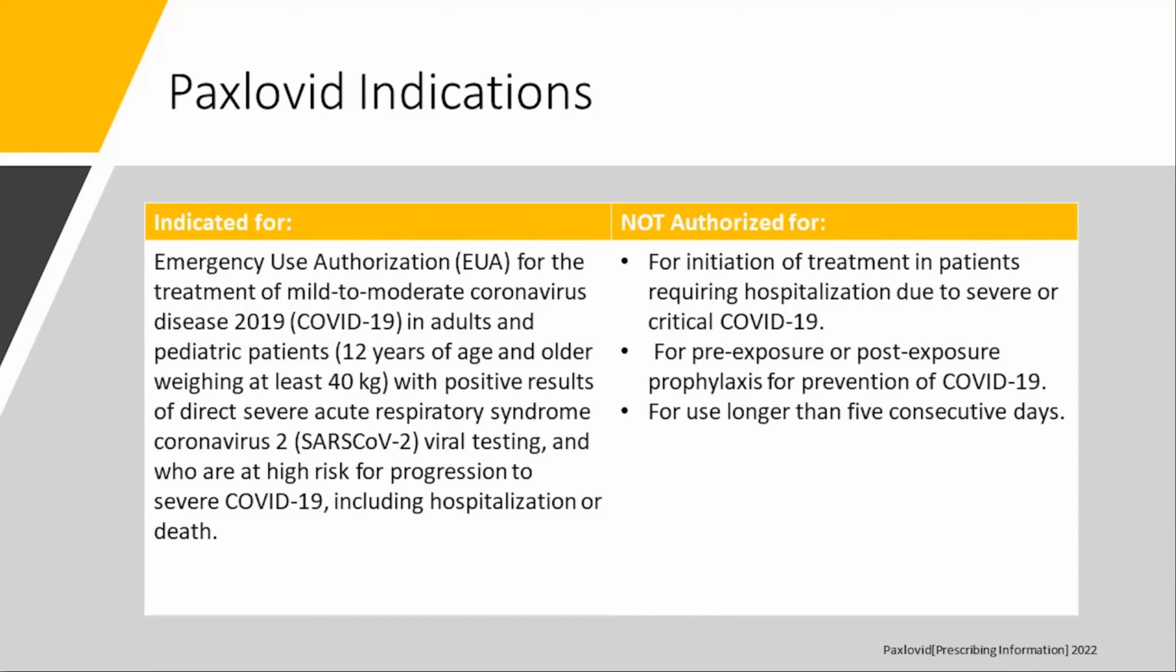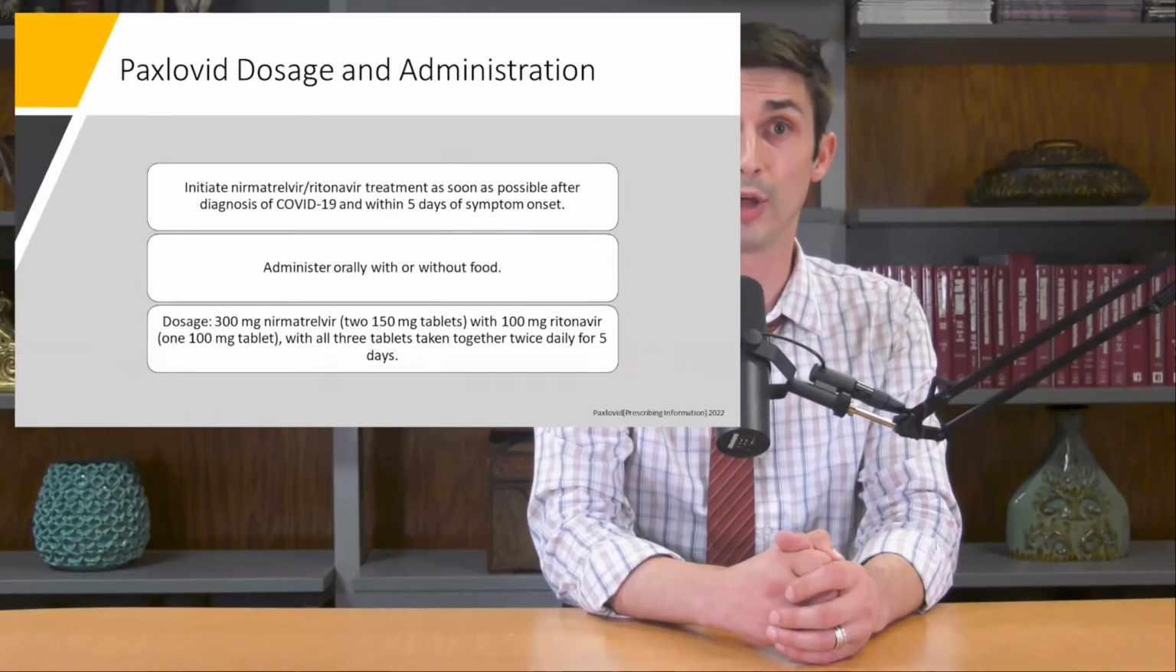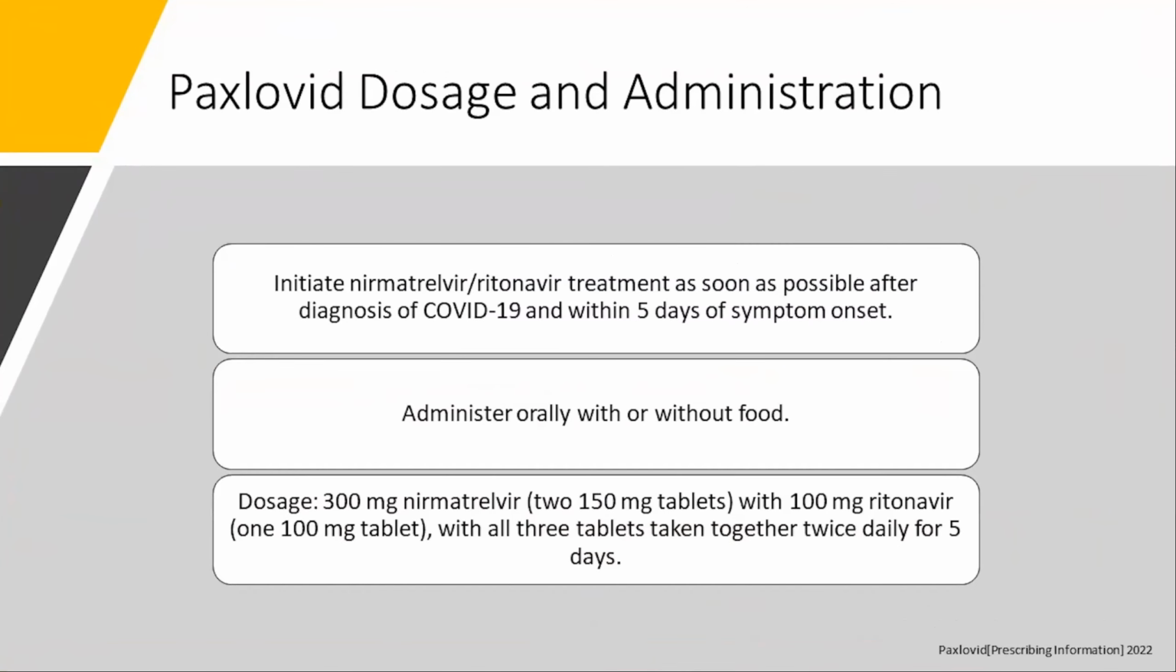Nirmatrelvir and ritonavir should be administered orally without regard to food at a dose of 300 milligrams of nirmatrelvir and 100 milligrams of ritonavir. This is 3 tablets in total, 2 nirmatrelvir 150 milligram tablets and 1 ritonavir tablet. This is taken twice daily for 5 days.